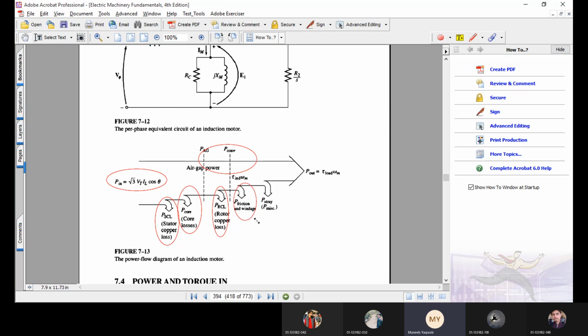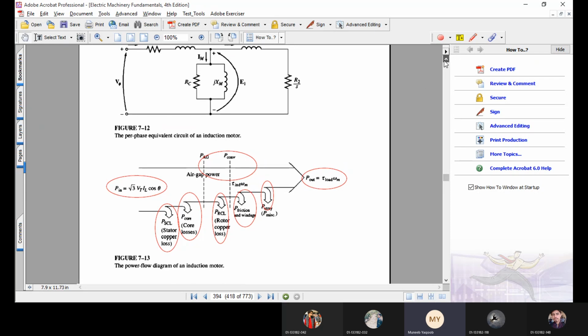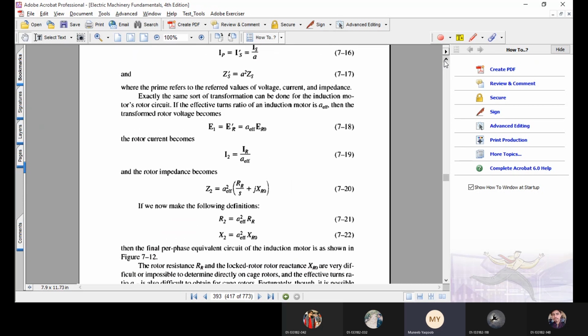So we will subtract these frictional and windage losses, and then finally, due to human error, we will subtract 1% of the full load as stray losses, and finally we will get the output power at the shaft of the induction motor. So these are some power flows that may be used for calculations of powers at different stages of induction motor.